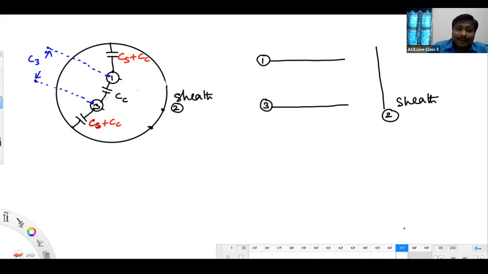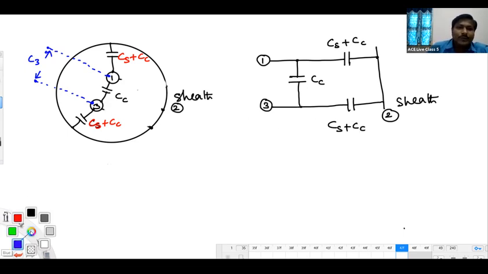Now you keep the 3 effective capacitances in this circuit. 1, 2, 3, we have CC. 1 to 2 sheath, we have CS plus CC. 3 to 2 sheath, we have again CS plus CC. Now, you have to measure the effective capacitance between core number 1 and 3.